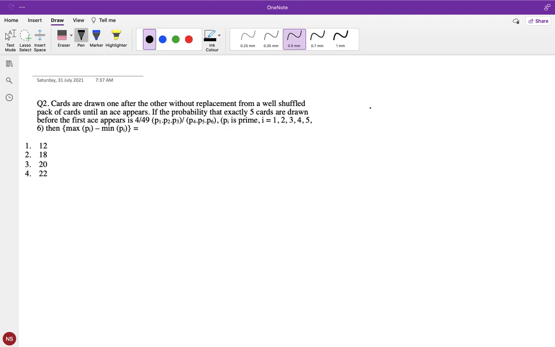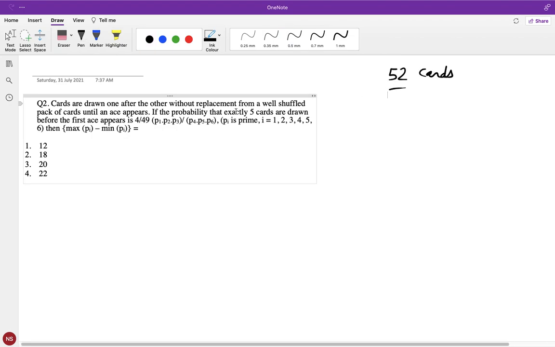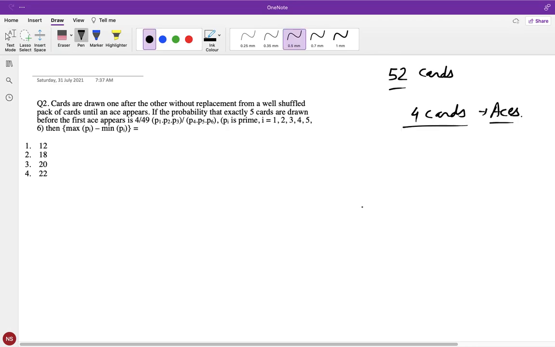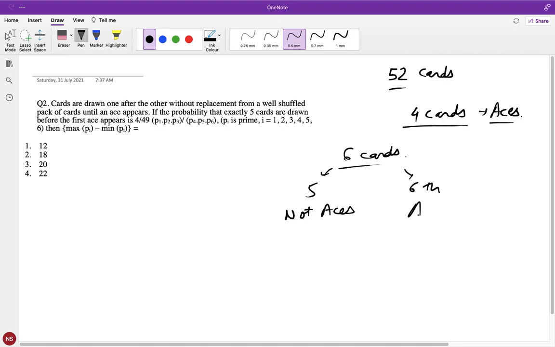Second problem: cards are drawn one after the other without replacement from a well shuffled pack of cards until an ace appears. We know that in a pack of cards there are 52 cards, right? It's not mentioned, so you should remember that out of 52, 4 cards are aces. That also you should remember. Okay, and the probability that exactly 5 cards are drawn before the first ace appears is given, so you have drawn 6 cards, the first 5 are not aces, the sixth card is an ace, and they have asked something on these P1, P2.